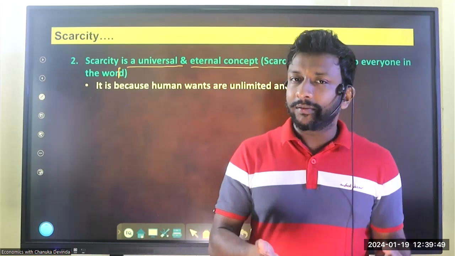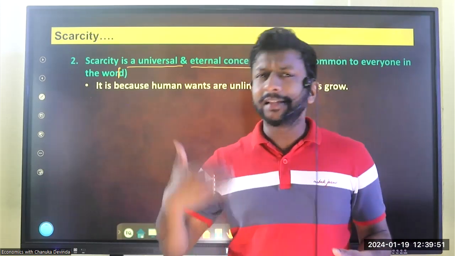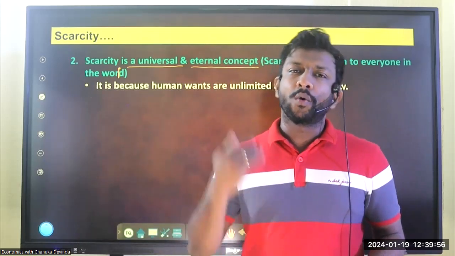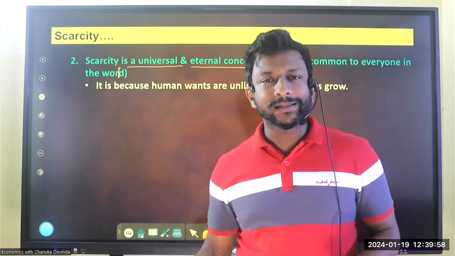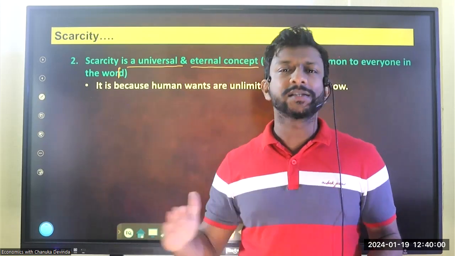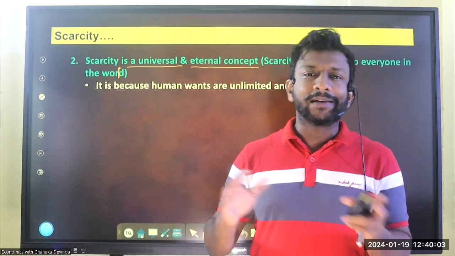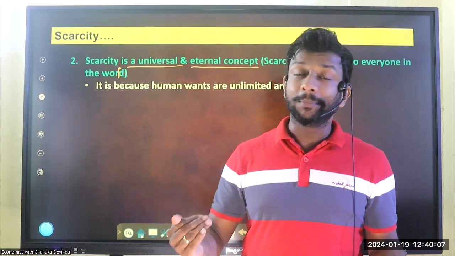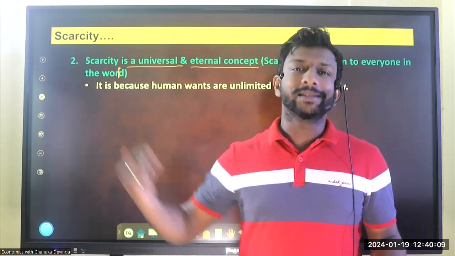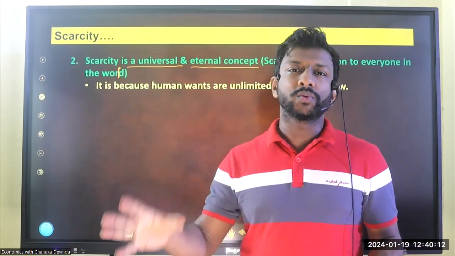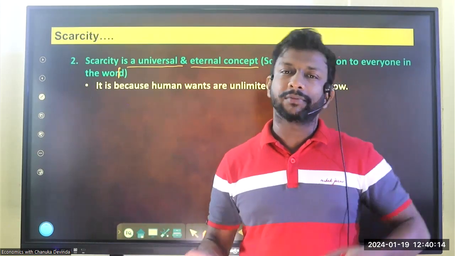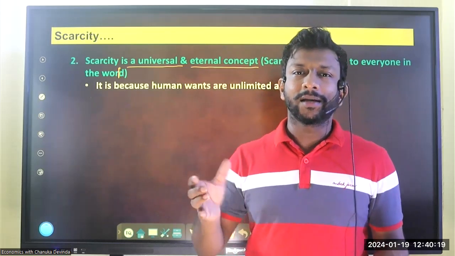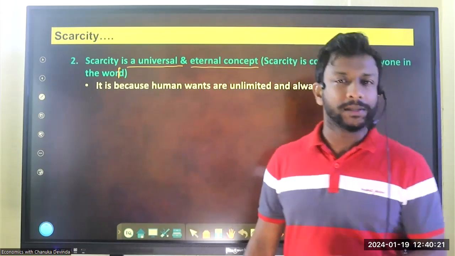Either a developed country or a developing country, for a rich person or a poor person, it doesn't matter. The scarcity is common. But the degree to which they face scarcity can be different. Because poor people continuously face the scarcity problem, and rich people also face it continuously, but to a lesser degree than poor people, right?